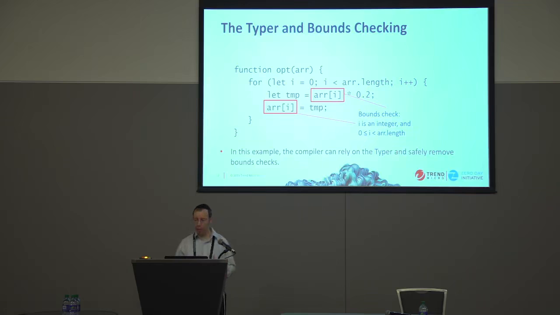From a security perspective, though, this places a heavy responsibility on the typer to get all of its deductions exactly right, because any error could result in the erroneous removal of a bounds check in a case where the check really needs to be performed.